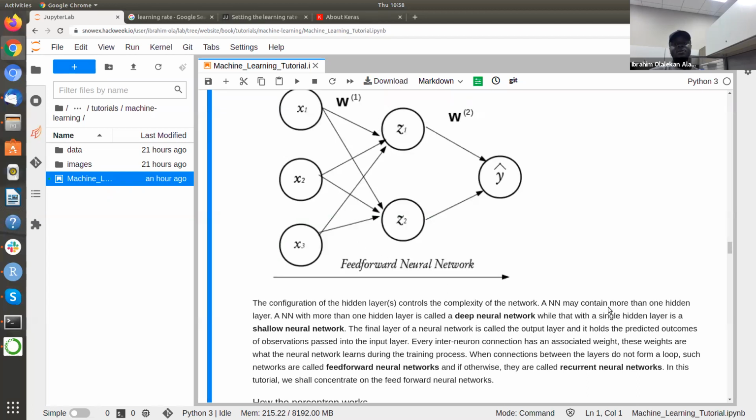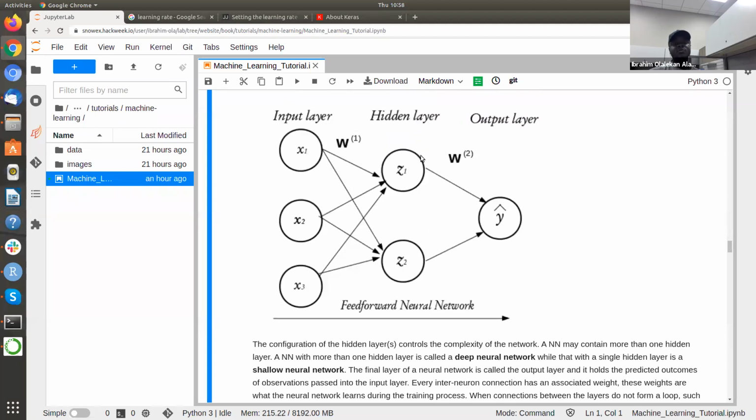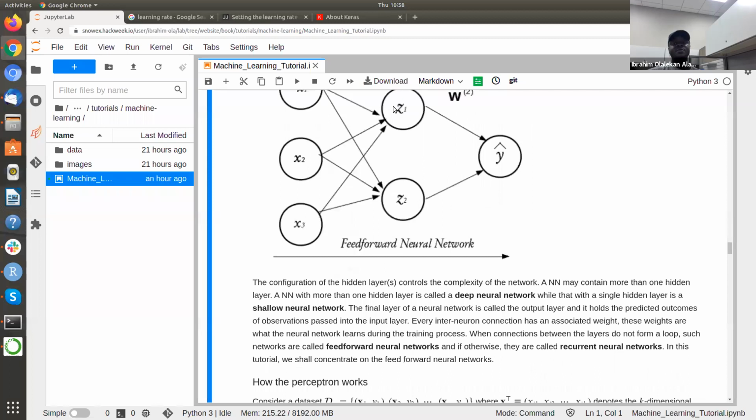A neural network may contain more than one hidden layer, which means you don't always have one hidden layer. A neural network with more than one hidden layer is called a deep neural network, while the one with just a single hidden layer is called a shallow neural network. So when you have more than one hidden layer here, then you are in the presence of a deep neural network. But if it is just one, we often call it a shallow neural network.